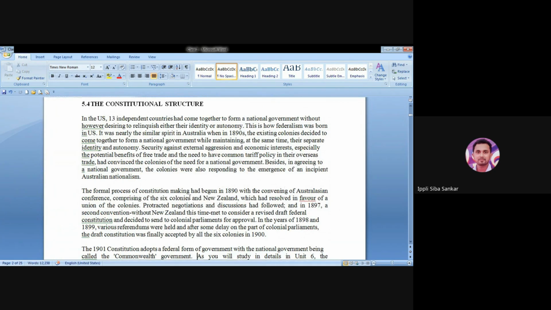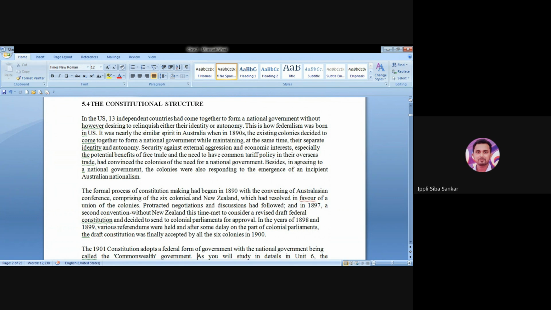The constitutional structure. In the US, 13 independent colonies had come together to form a national government without, however, a desire to relinquish either their identity or autonomy. This is how federalism was born in the US. It was nearly the same spirit in Australia when, in the 1890s, the existing colonies decided to come together to form a national government while maintaining at the same time their separate identity and autonomy.